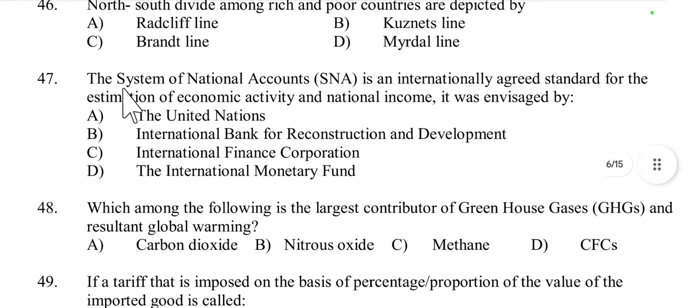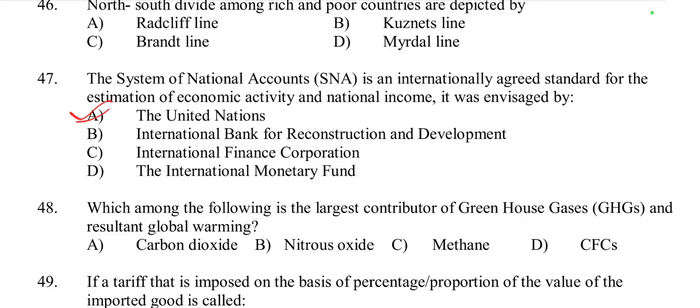Then question number 47, the System of National Accounts, SNA, is an internationally agreed standard for the estimation of economic activity and national income. It was envisaged by the United Nations, International Bank for Reconstruction and Development, International Finance Corporation or International Monetary Fund. So the System of National Accounts was envisaged by the United Nations.